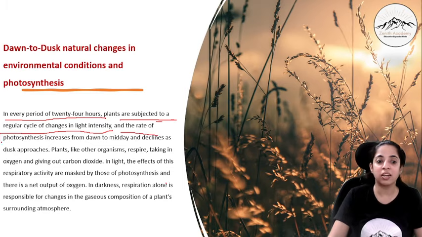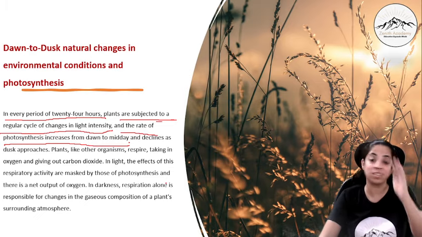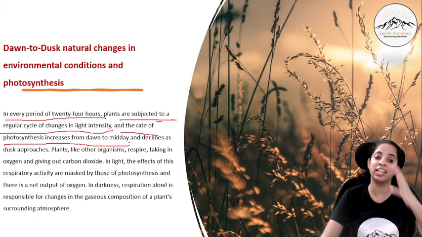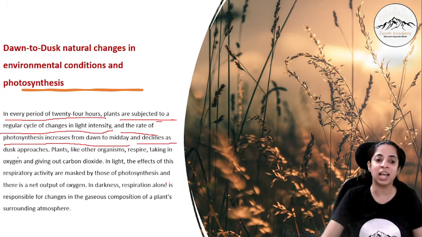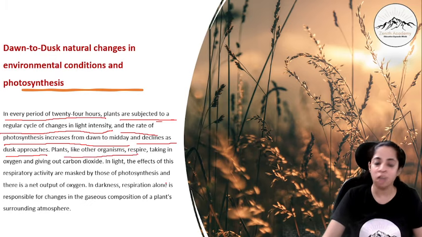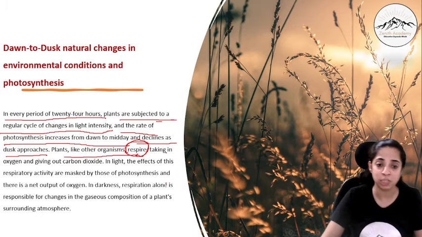Okay, so in every period of 24 hours, plants are subjected to a regular cycle of changes in the light intensity. And the rate of photosynthesis increases from dawn to midday. जैसे जैसे afternoon होती है, midday होता है, rate of photosynthesis increases, correct? Because the intensity of light is increasing, and then it declines as dusk approaches. जैसे जैसे evening आती है, it declines. So plants like other organisms also respire. Now ये तो हो गया. अब plants also respire. Respiration also takes place.